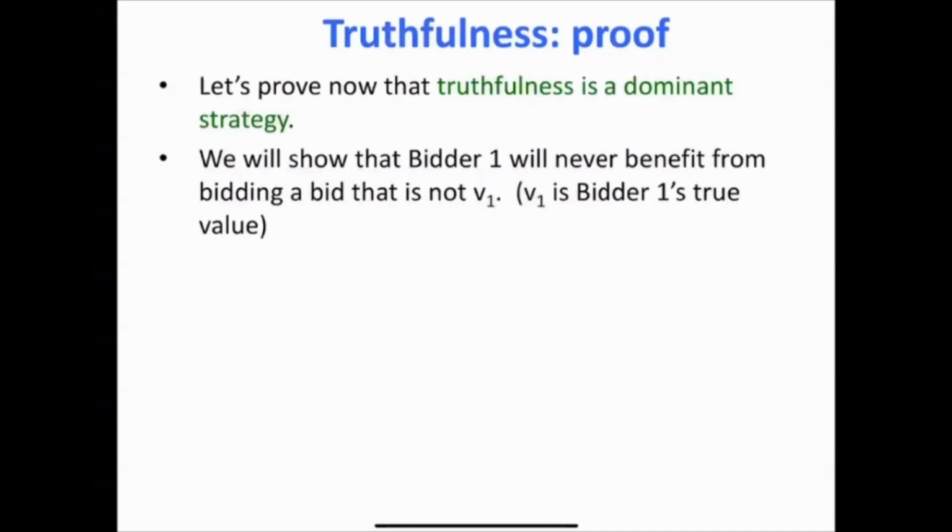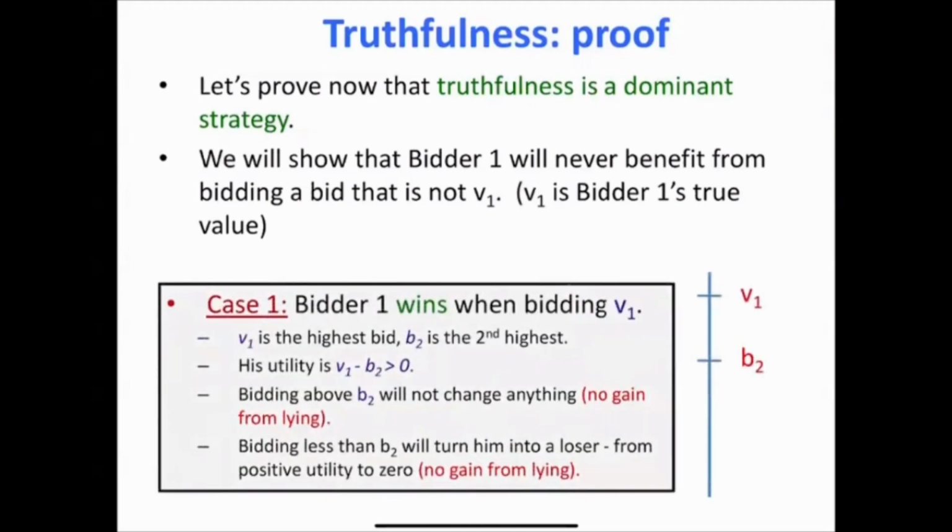Let's prove now that truthfulness is a dominant strategy. We will show that bidder one will never benefit from a bid that is not V1. Just look at this. Suppose you, as bidder one, win by bidding V1.